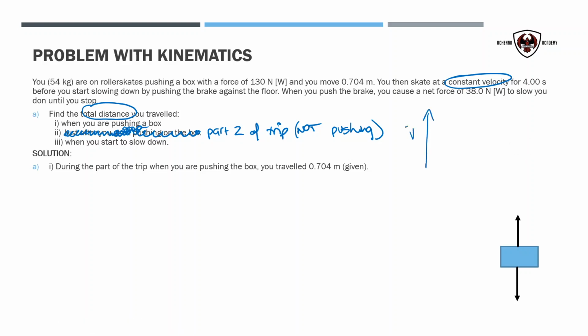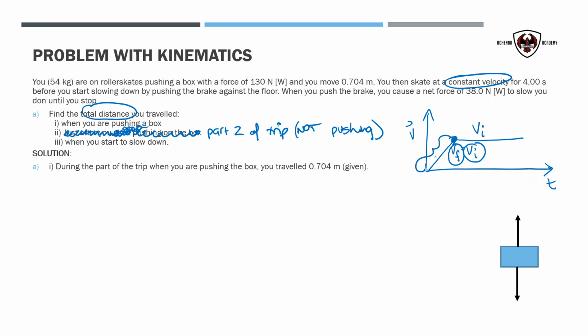Now remember when I drew the velocity time graph, we said that there's 3 parts of this trip: when you're pushing, and then the final velocity when you stop pushing on the box becomes the initial velocity for the second part of the trip, and that is when you're just coasting. So in order for us to actually figure out this velocity during the second part of the trip, we can in fact try to figure out the velocity final during the first part of the trip.